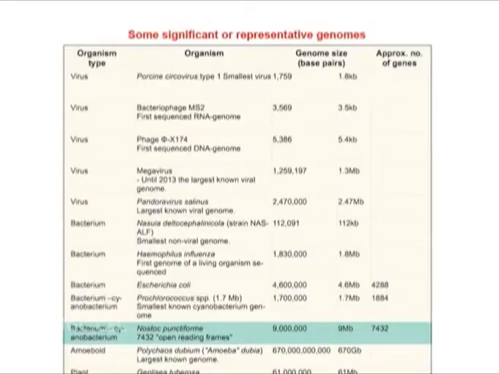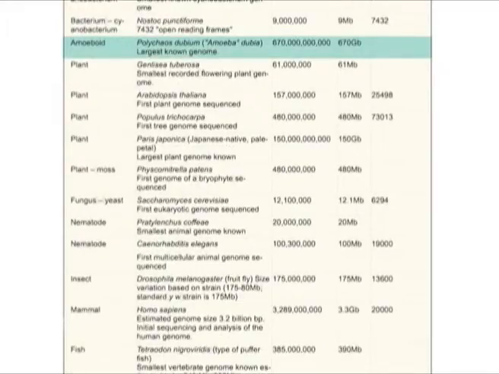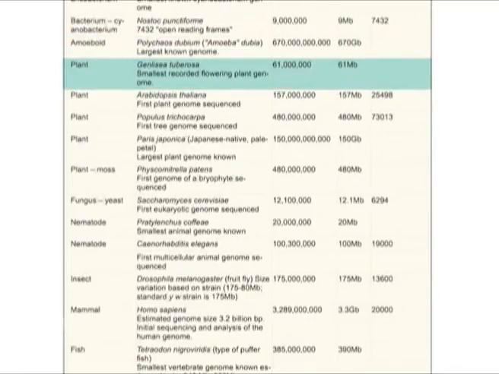Bacterium Nostoc punctiforme, with 7432 open reading frames, has a genome size of 9 MB. The amoeboid Polychaos dubium, the largest known genome, has a genome size of 670 GB. Among the plants, Genlisea tuberosa, the smallest recorded flowering plant genome, has a genome size of 61 MB.